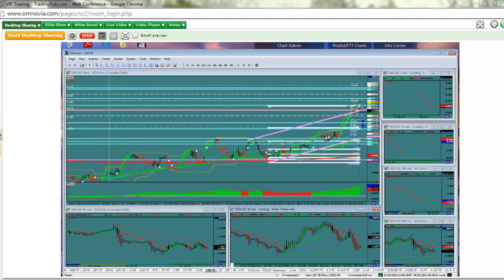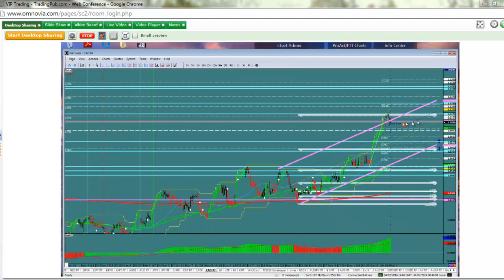Dollar CAD, it is not going anywhere. It's directionless. Nothing to do with it until it gets a pullback. It has no pullback yet. Therefore, we can't touch it.